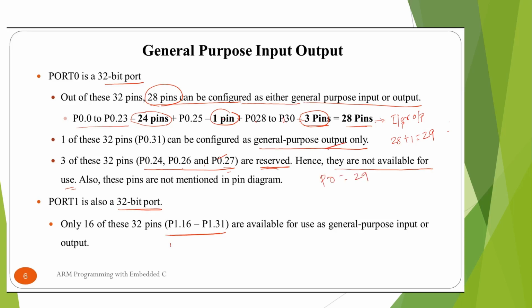And port 1 is also a 32-bit port, wherein the instructions are 32-bit. Out of 32, only 16 pins can be used in port 1 as GPIO. P1 represents port 1, and the pin numbers are 16 to 31. So 16 pins can be used as general purpose IO for port 1. So totally, 45 general purpose IO pins.